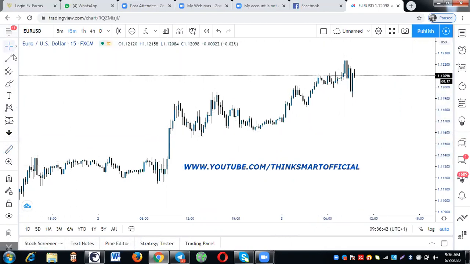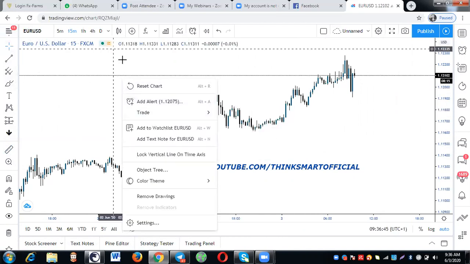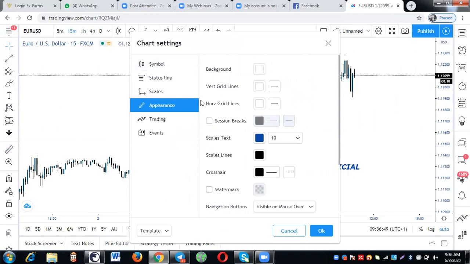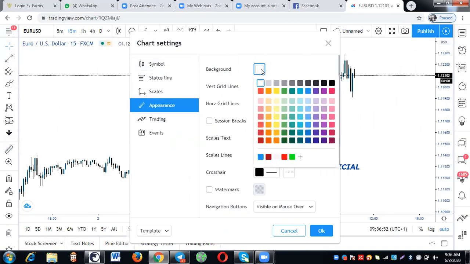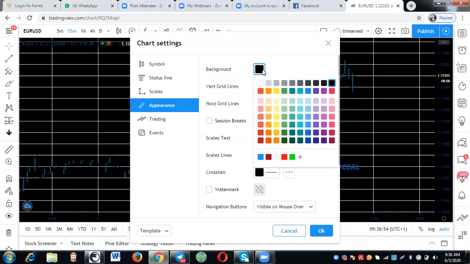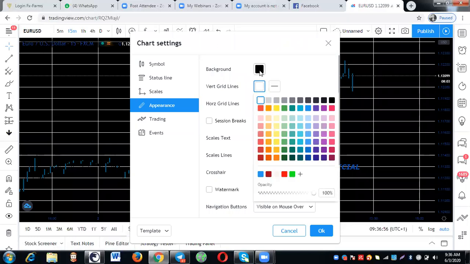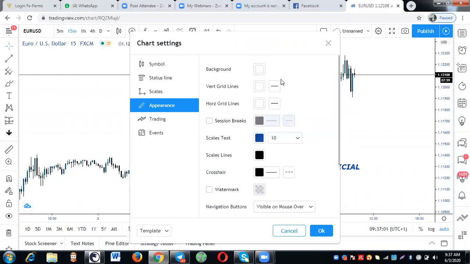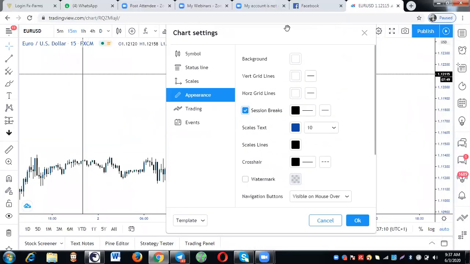Now let's customize your stuff. You can just play around with this. You go to settings and you can change your chart. The background can be black, but I prefer white. You can play around with the grid, vertical grid lines, the horizontal. Then you can put session breaks, which show you when different sessions end. Remember we have the New York session, the Asian session, the London session and all that.